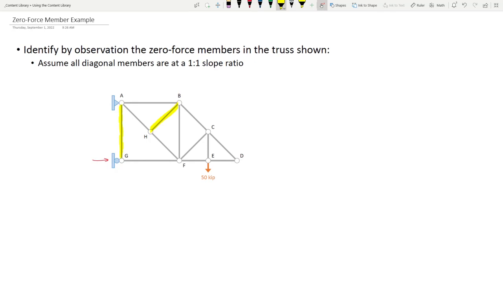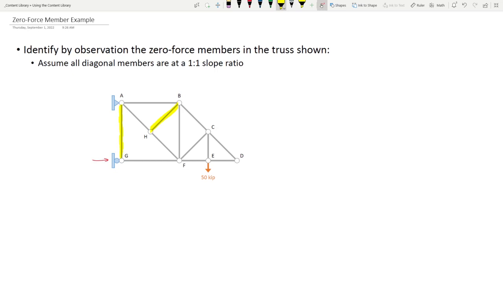Anybody see another joint we ought to look at? Say it again. E. Well, we can look at E, but E has 3 members framing into it. I'm trying to think of a simpler joint. What's that? D. Let's look at joint D. Joint D is out here in space and there's nothing on it.